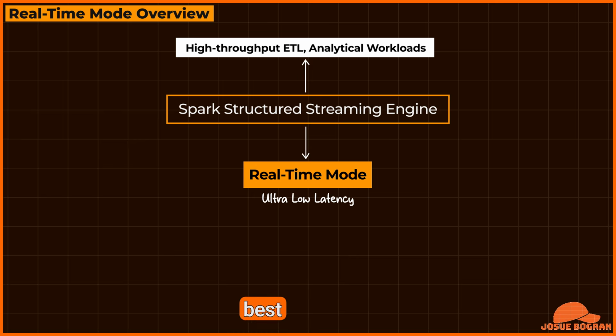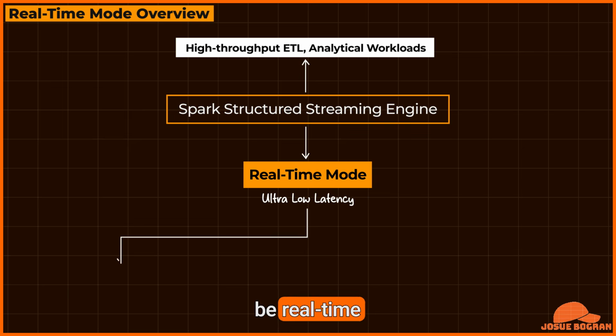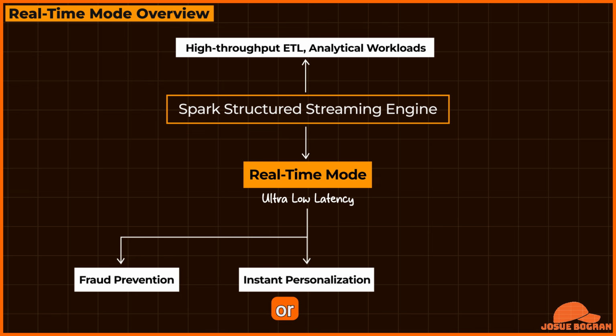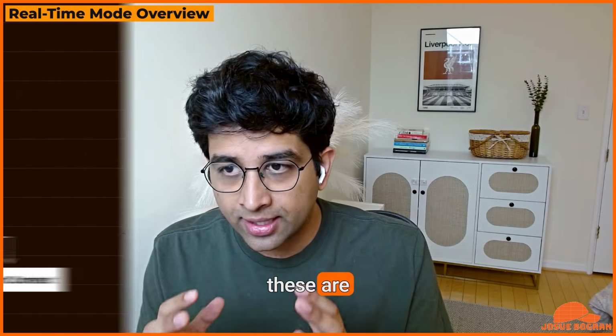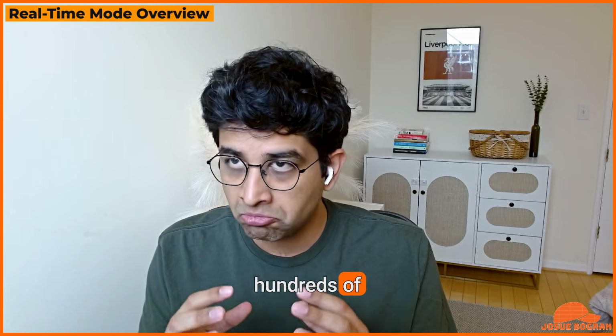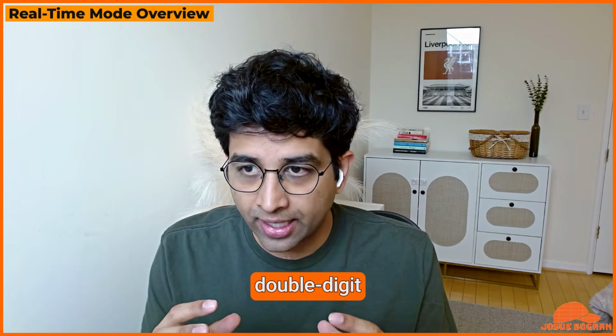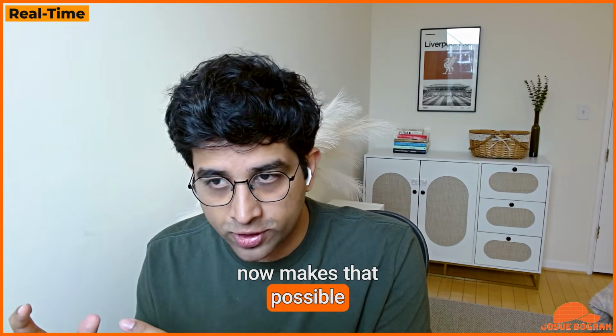applications. So some of the best examples of this would be real-time fraud, instant personalization, or even curating real-time context for all of your AI agents. These are applications that require hundreds of milliseconds to even double-digit millisecond latencies. And Spark real-time mode now makes that possible.